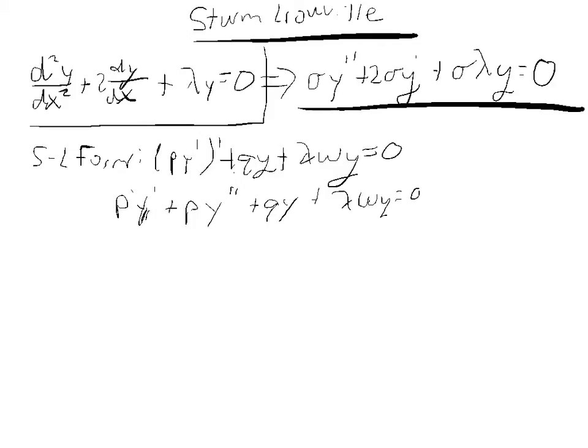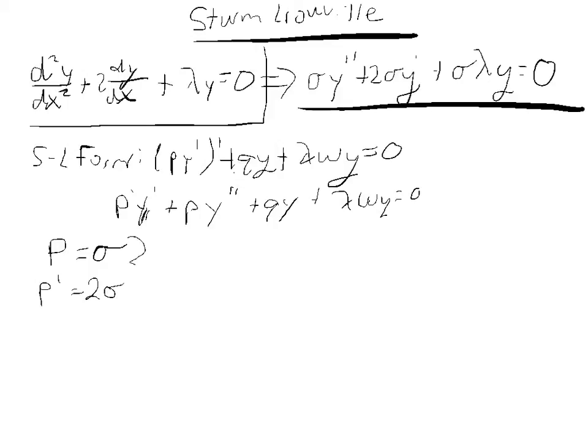Great. So if we just inspect here, we can see that the second derivative of y has a p out in front of it. In our case, the only thing out in front of the second derivative of y is sigma, so we can say p must equal sigma. And using the same logic, y' here corresponds with p', so we know p' must correspond to 2 sigma. p' equals 2 sigma.